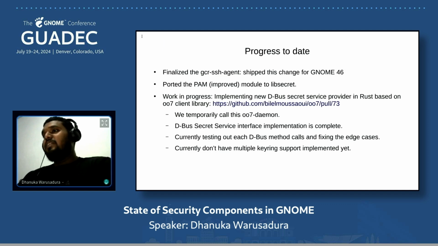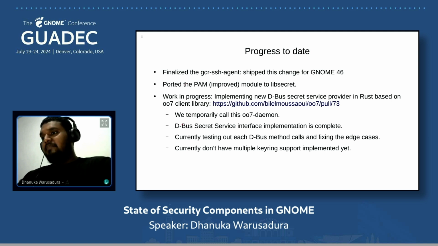So to quickly give you an update about progress to date, I have finalized the GCR SSH agent migration support, and we also shipped this change for GNOME 46. I have completely ported the PAM module with modifications to libsecret, and currently I'm implementing the new dbus secret service provider in Rust based on the oo7 library. We currently call this new daemon the oo7 daemon. This is a temporary name until a new name comes along.